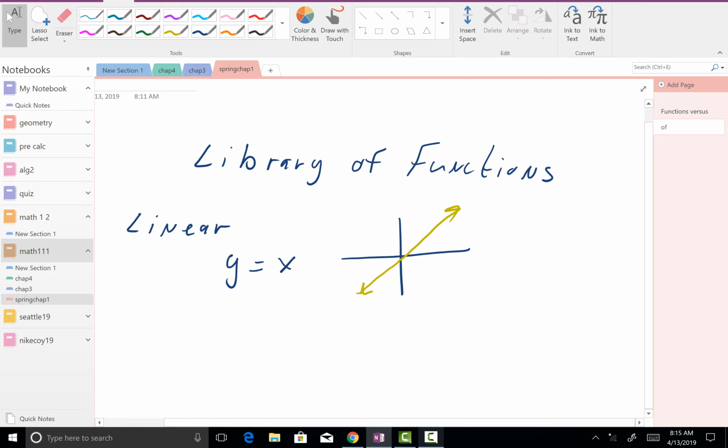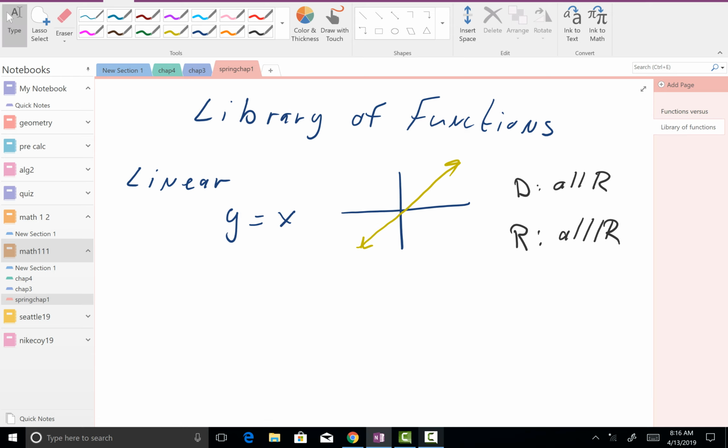Okay, so there's our basic linear function, and the domain and the range. If this is a linear function, what's the domain? All real numbers, right? And what's the range? All reals. So that's what we're going to put down here. We're just going to write all reals. So that's our linear. No surprise there. Pretty straightforward, right?